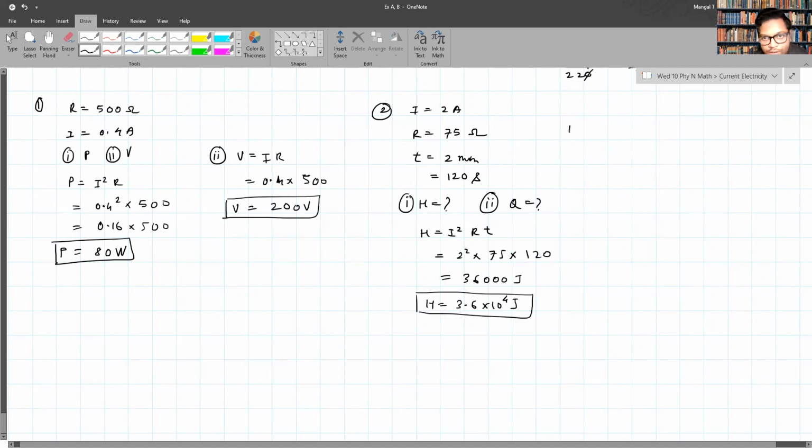For the second one, you have I is Q by T. So 2 is equal to Q upon time, which is 120. So that is 240 coulombs. That will be the charge.